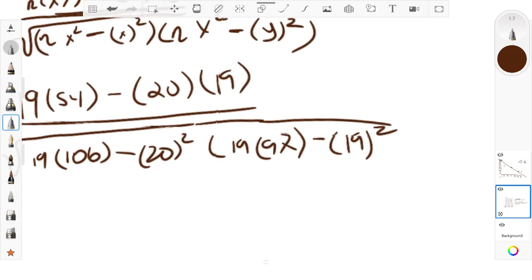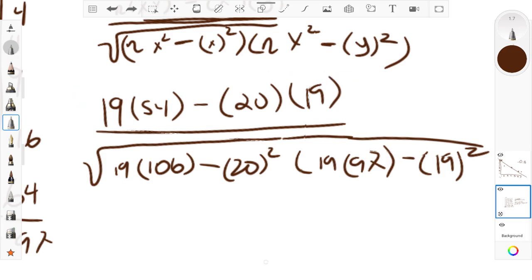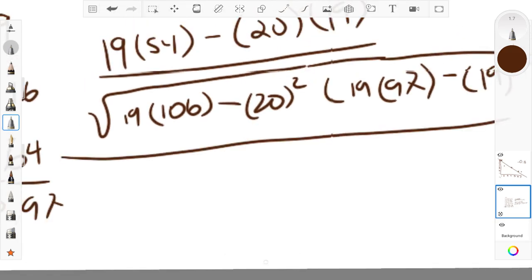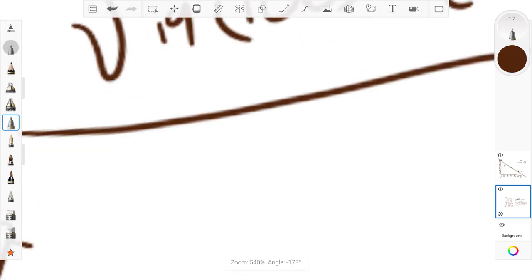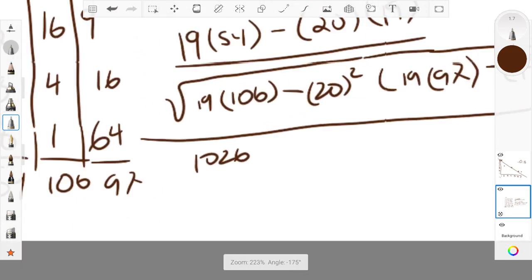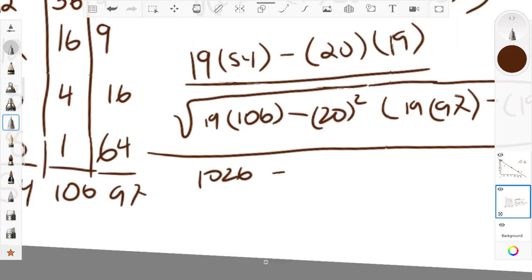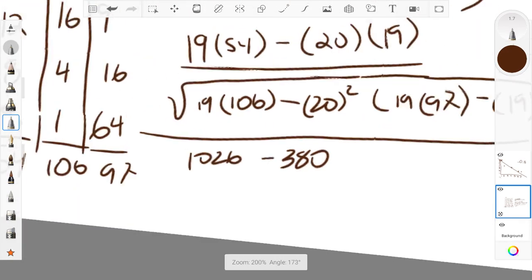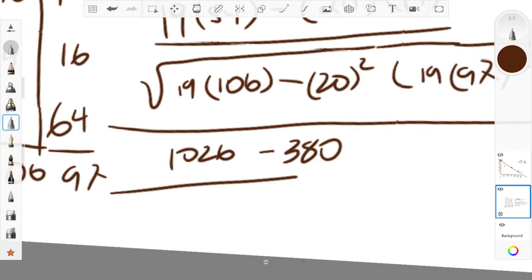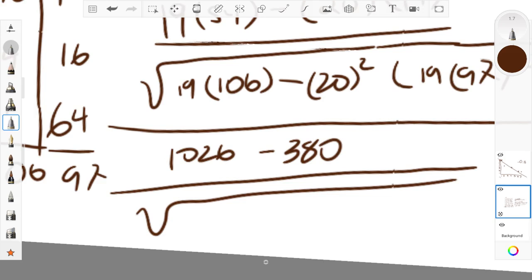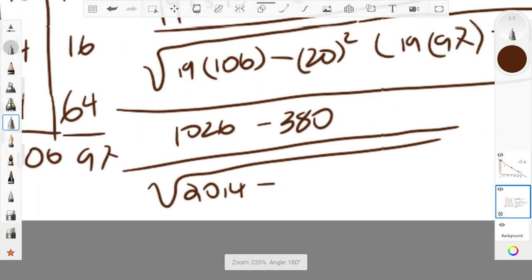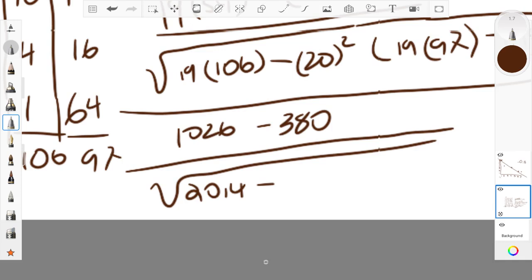So 19 times 54, we're going to do the first layer up here and carry it over beneath it. 19 times 54 is 1026, minus 20 times 19, which is 380, over the square root of 19 times 106, 2014, minus 20 squared, so 20 times 20 is 400.